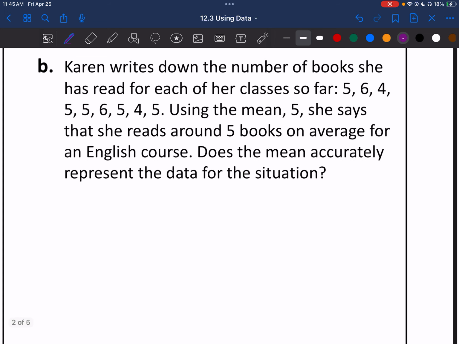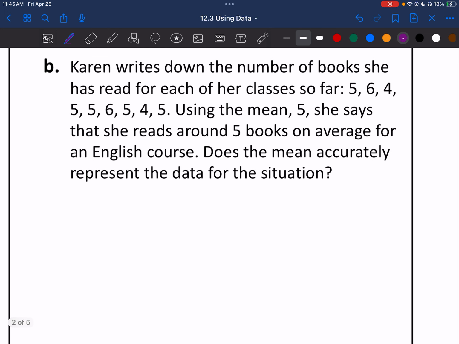All right, let's look at letter B. Karen writes down the numbers of books she has read for each of her classes so far: 5, 6, 4, 5, 5, 6, 5, 4, 5. Using the mean, 5, she says that she reads around 5 books on average for an English course. Does the mean accurately represent the data for this situation?